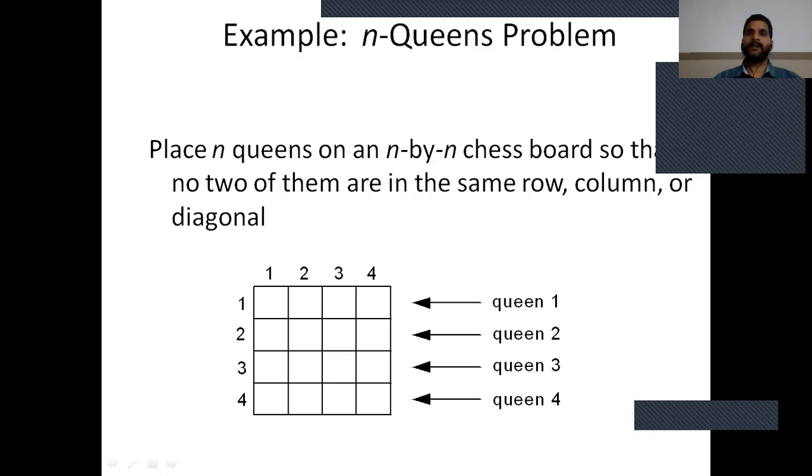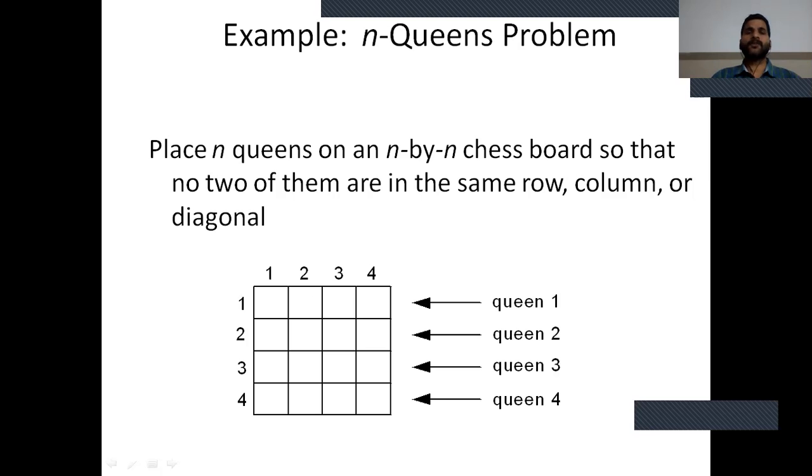Suppose we place n queens on an n by n chessboard so that no two of them are in the same row, same column, or diagonal. This is the criteria for placing n queens on the n by n chessboard.